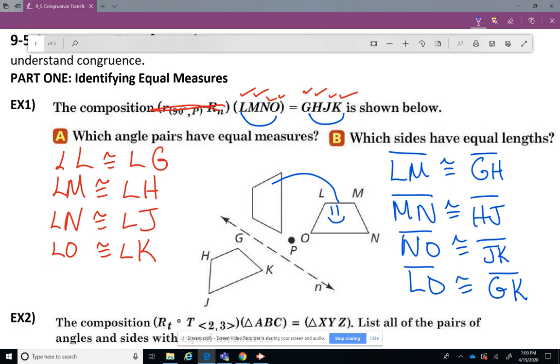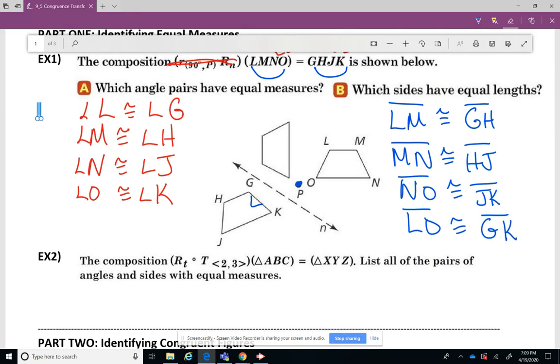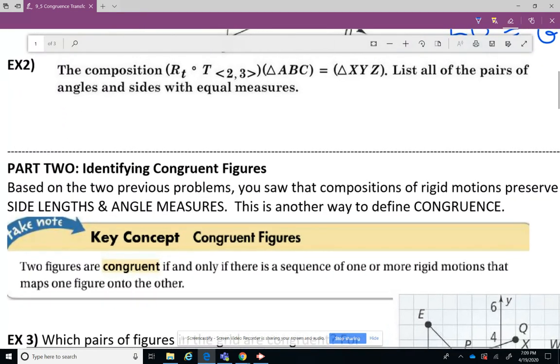When you do a congruence transformation, you basically are taking the pre-image and doing some kind of transformation to it. In this situation, we rotated it 90 degrees about point P, and then we reflected it over N, and it was a congruence transformation. You started with LMNO, and you ended up with GHJK, and they're congruent to each other. You mapped one on top of the other. So it's really not any different than what we've been doing. We're just kind of combining them. So really, we didn't even have to see that picture.